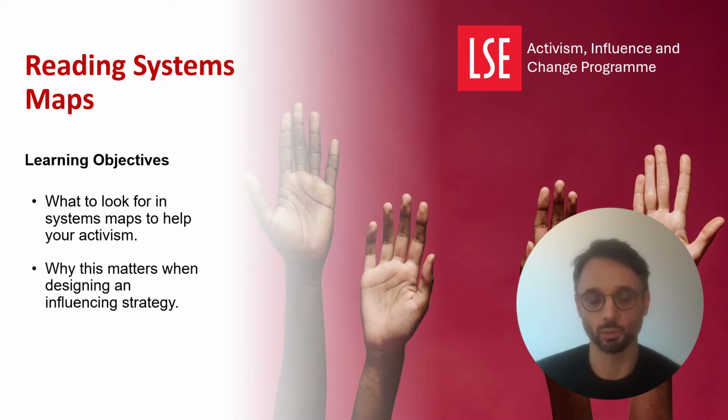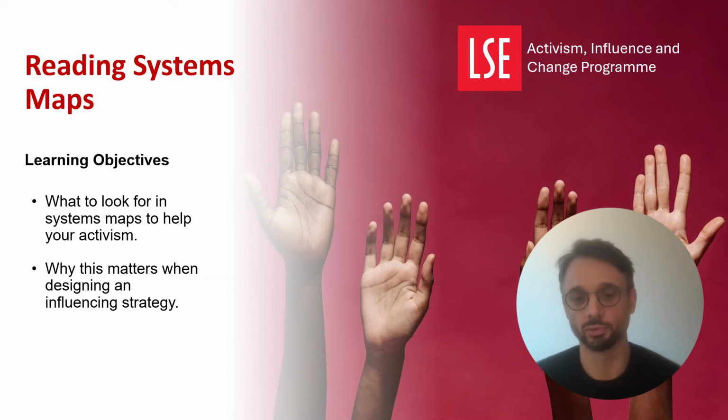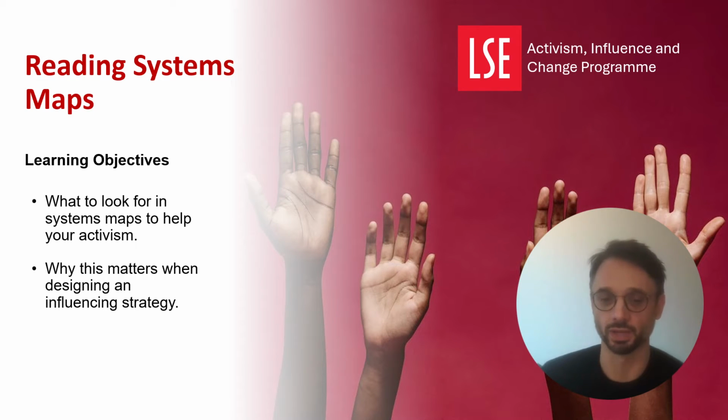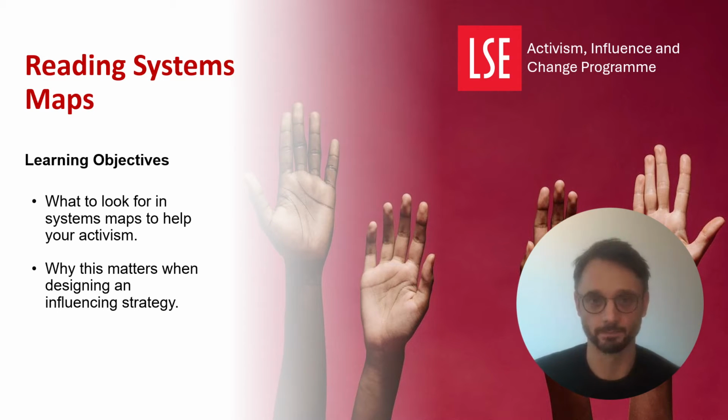Today we're going to look at how you can read your systems maps. We're going to examine why spotting change that's already occurred within complex systems can help your activism. Then we're going to look at how we can use your systems maps and spotting those points of change within them to help you design more plausible influence strategies, with a particular focus on spotting points of entry for affecting change.